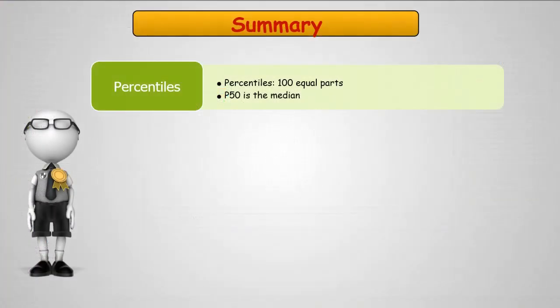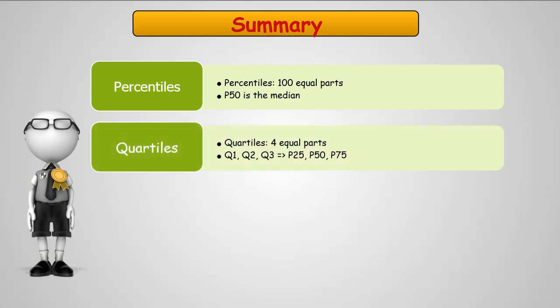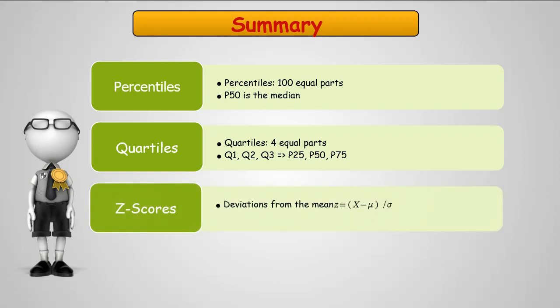So our chapter summary: percentiles break an individual data set down into 100 equal parts, with P50 being the median. Quartiles break it down into 4 equal parts at 25%, 50%, and 75%. And z-scores allow us to compute deviations from the mean.